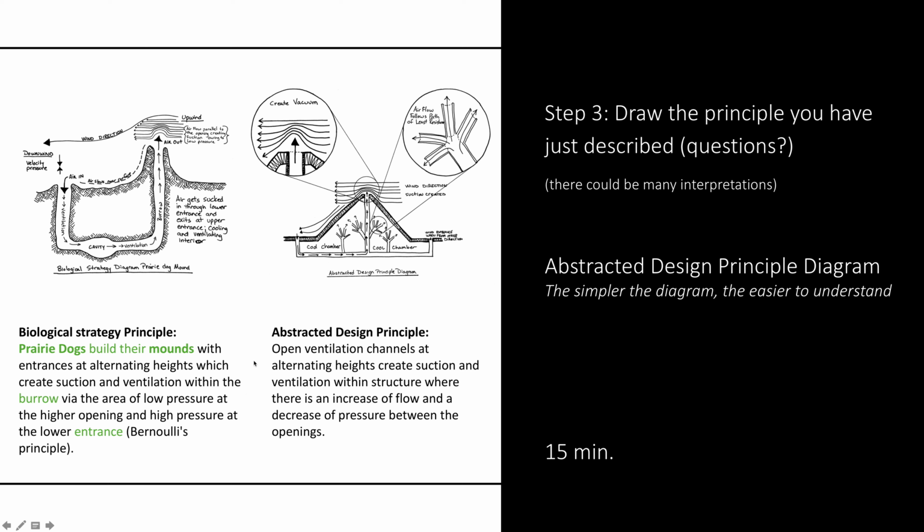Okay, hopefully you have gone on from that abstracted design principle. You've got that clear now. So you've got your text here without the biology, and now it's time to draw the principle that you just described. There could be many interpretations. This is just one interpretation that I came up with when I was thinking of an architectural solution for a roof. But it doesn't have to be that.